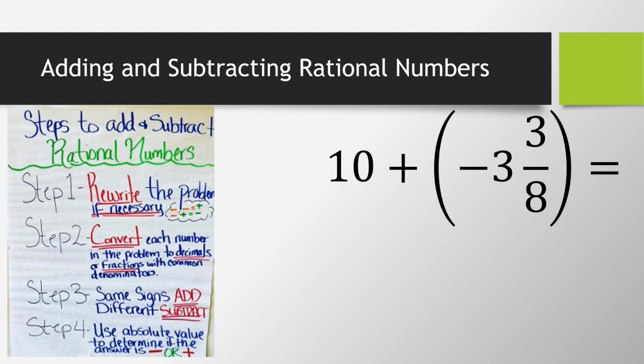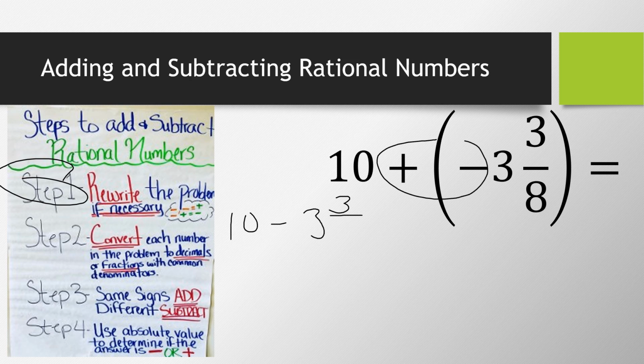All right, so for this one, I'm going to go through the steps again. Step 1, rewrite the problem. 10 minus 3 and 3/8 equals. So again, I like to subtract vertically. 10 minus, make sure everything is lined up. That's really 3 ones, 3 eighths.